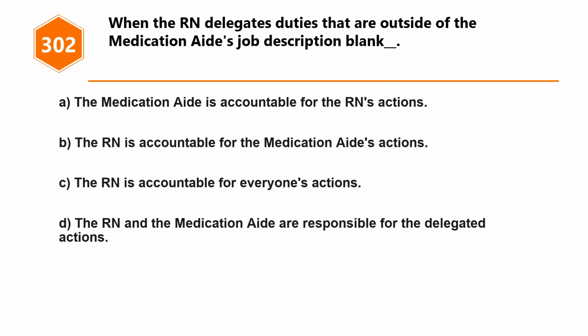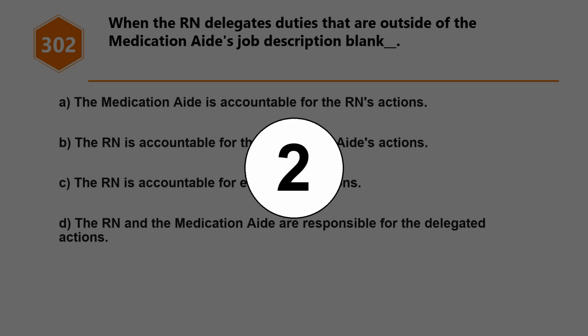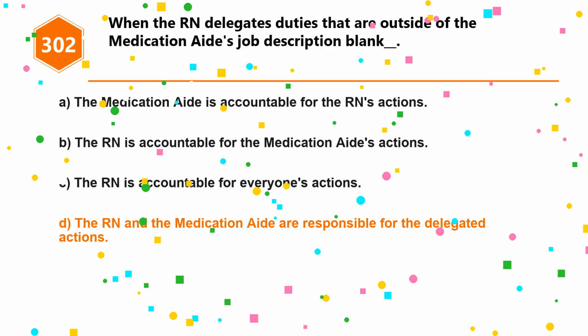Question 302. When the RN delegates duties that are outside of the medication aide's job description, blank. Option A, the medication aide is accountable for the RN's actions. Option B, the RN is accountable for the medication aide's actions. Option C, the RN is accountable for everyone's actions. Option D, the RN and the medication aide are responsible for the delegated actions. The correct answer is option D. The RN and the medication aide are responsible for the delegated actions.